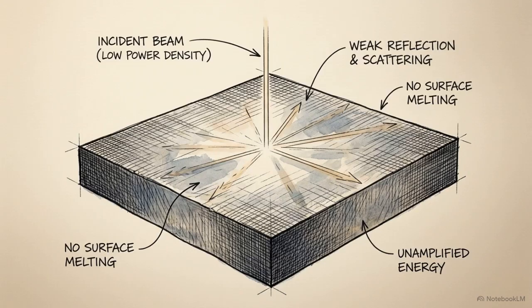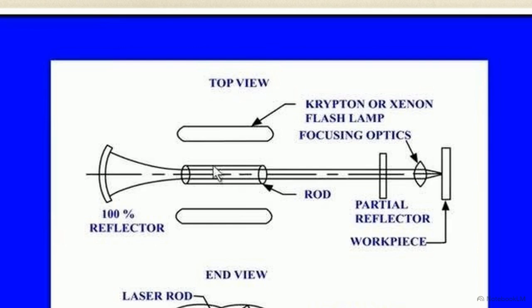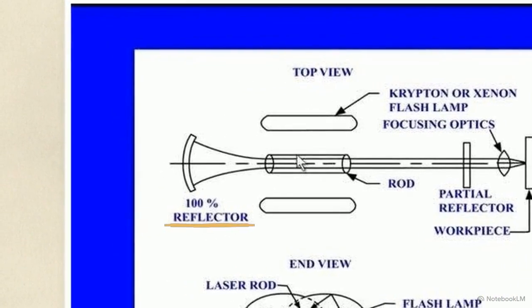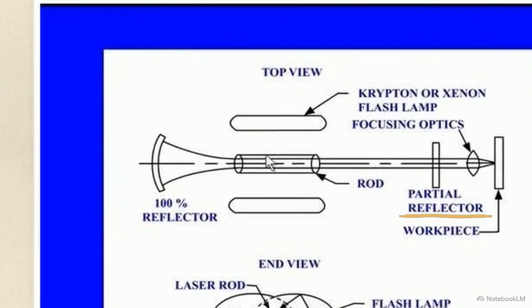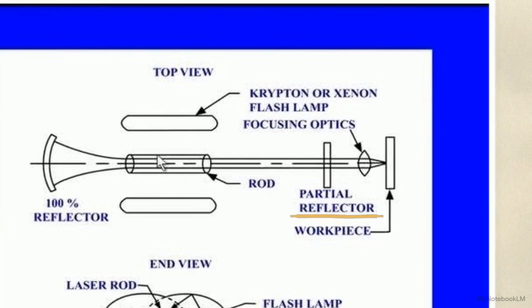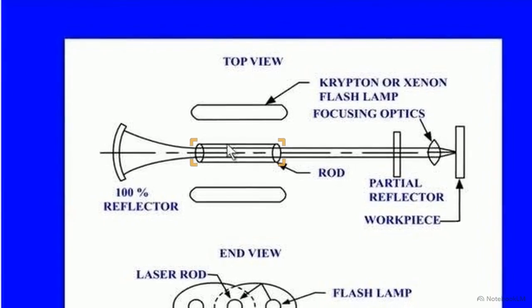But in this initial state, the light lacks the power density necessary to melt metal. It requires immediate and drastic amplification. Returning to our schematic, we see how the system captures this light. By placing a 100% solid reflector mirror at the rear of the rod and a partial reflector at the front, we create an optical cavity. Inside this resonator, the emitted photons bounce back and forth through the lasant rod at the speed of light. Each pass stimulates the emission of even more photons, rapidly multiplying the beam's intensity.